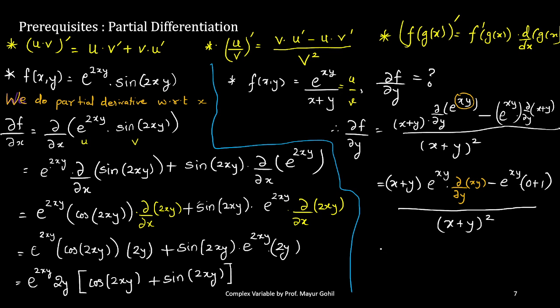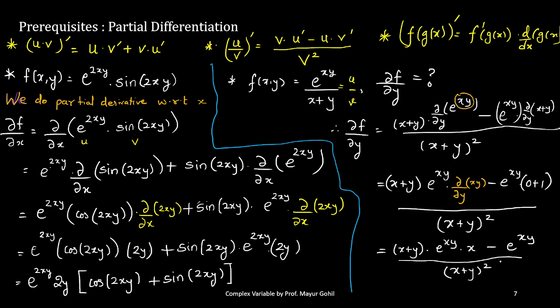That's it. So the final answer, when we simplify the above answer, is x plus y times e to the power xy, and here the answer is x, because x will come outside and y will remain in, so ∂y by ∂y is 1, and minus e to the power xy, over x plus y square. That's the final answer for our differentiation.